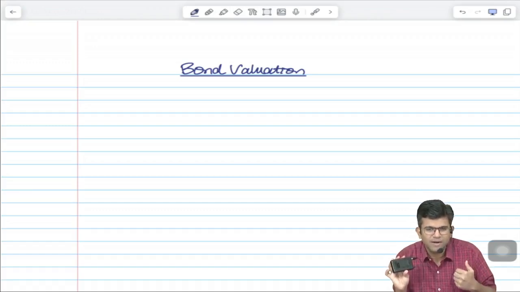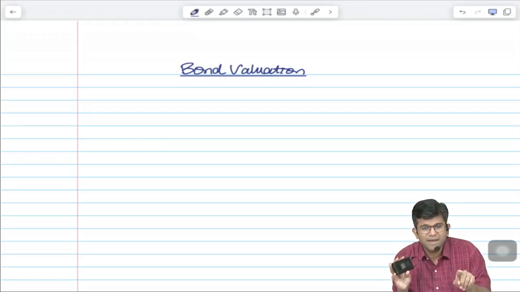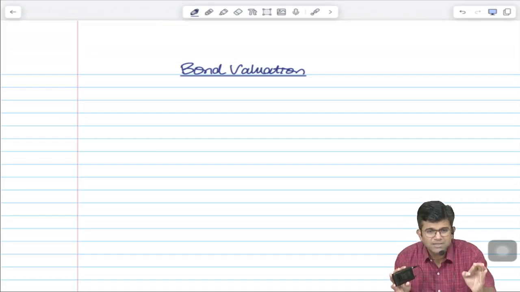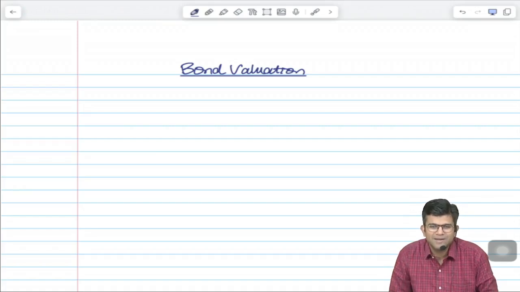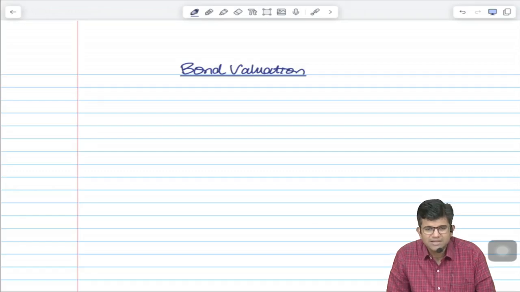Oh, sir, what do you mean by that? Price means what you have to actually pay to buy the bond. Value means what you are ready to maximum pay for the bond. Are you all able to understand? There is a difference. Price means what you have to actually pay for the bond. Value means what you are ready to max pay for the bond. Everyone clear?